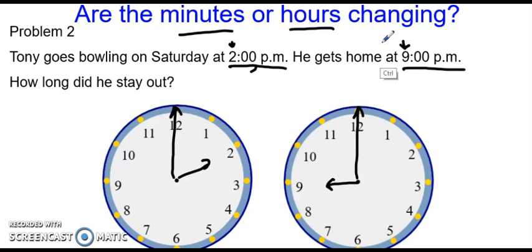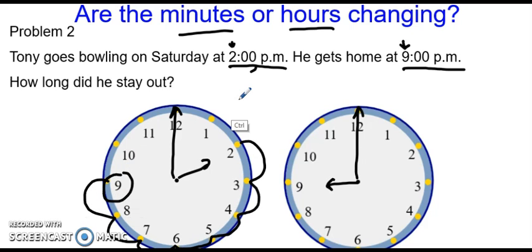So, as we've looked at before, it's my hour hand that I need to take a look at. So let's see how many hours passed. So let's count our hours. So there's 1, 2, 3, 4, 5, 6, 7 hours to get to 9. So, how long did he stay out? He stayed out 7 hours.